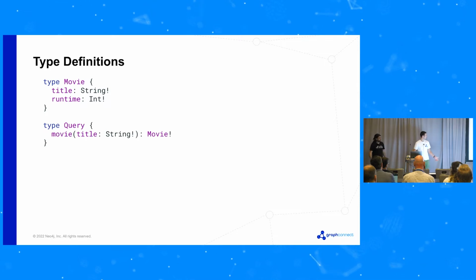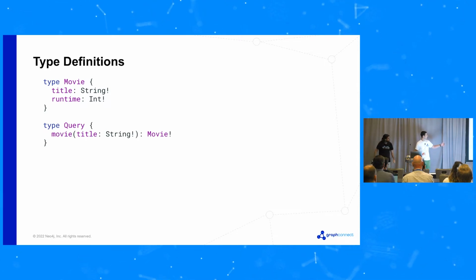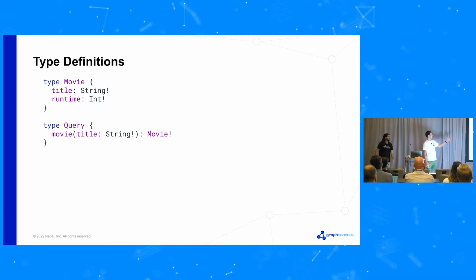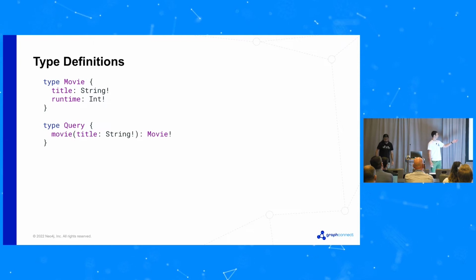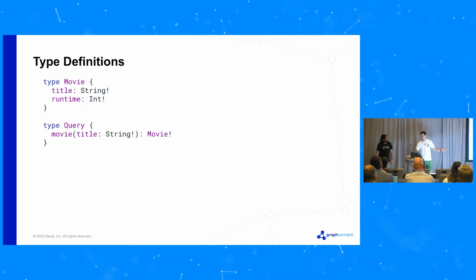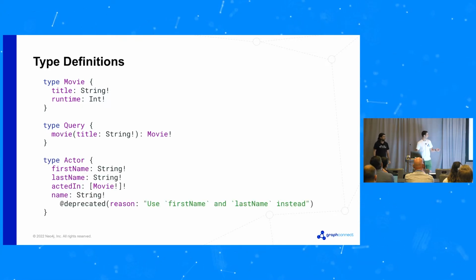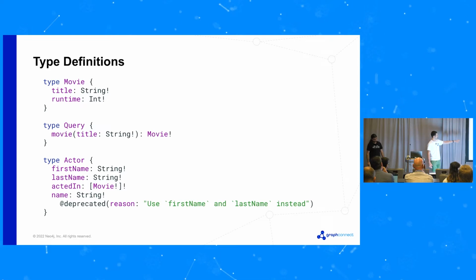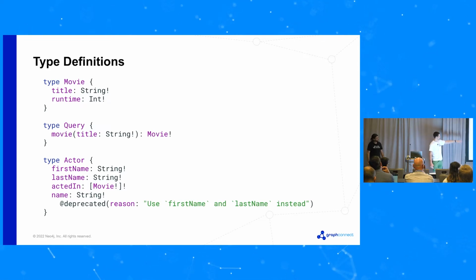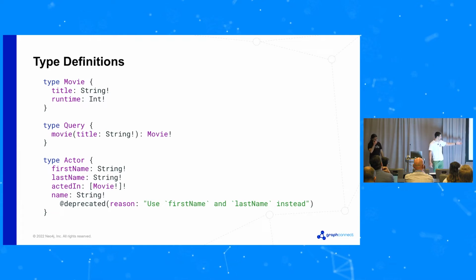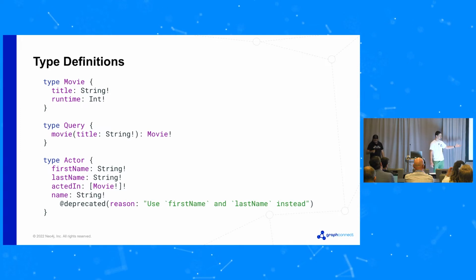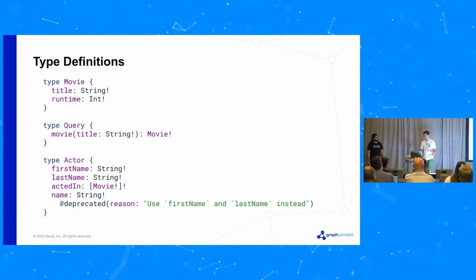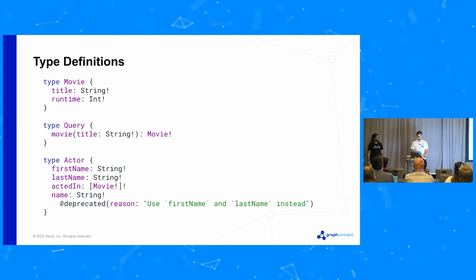It's all built upon type definitions. For instance, here we've got type movie, which has a title and a runtime, and then we can define a query where you can query a movie by a title, which is a string, and you get a movie back. But there's more advanced stuff you can do. You can add in actors. You can go from actors back to movies via an acted-in field. There are also directives. Deprecated is one that's built into GraphQL, so you can add metadata into your schema, which allows you to do interesting things with the schema.